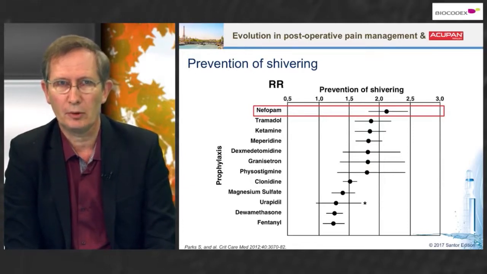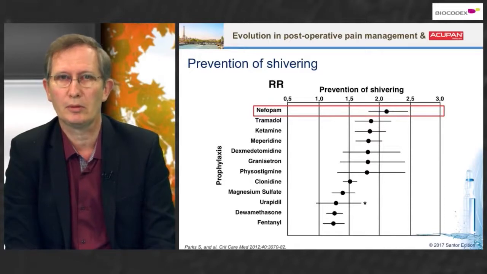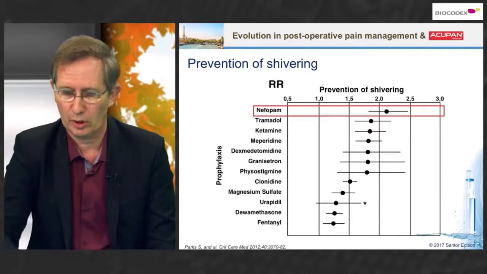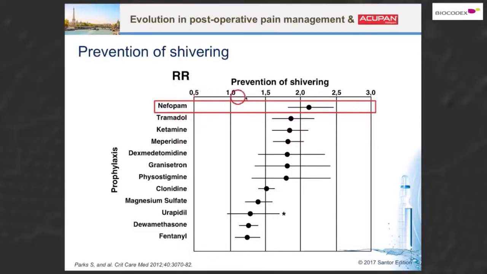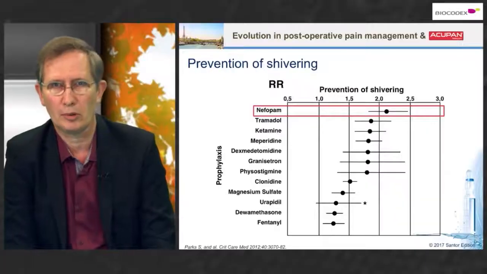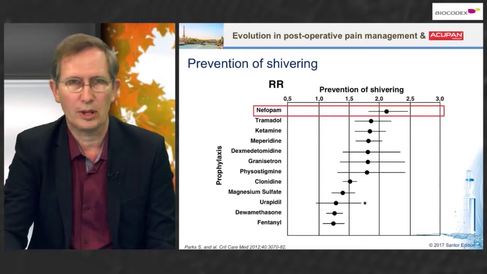And interestingly, nefopam is the most interesting drug to control the shivering. You have here a comparison of different types of drugs, looking at the impact on shivering, and you see that nefopam is the leader on this impact. So when you prescribe nefopam, basically you have analgesic effect, anti-hyperalgesic effect potentially, and also this third action on shivering.